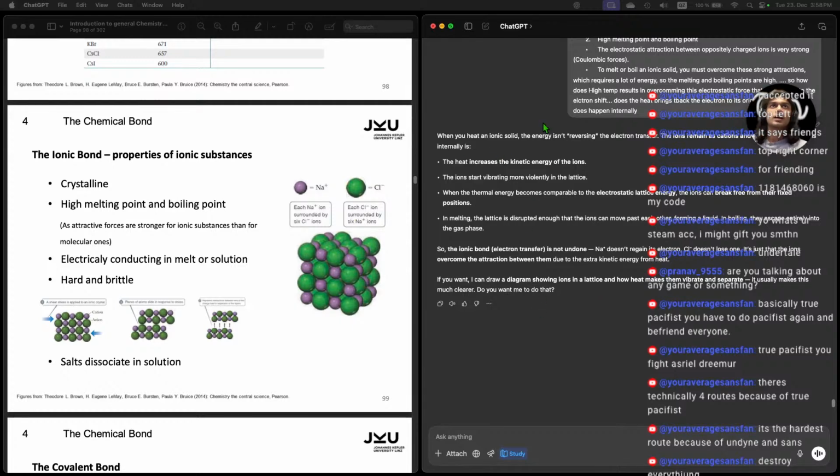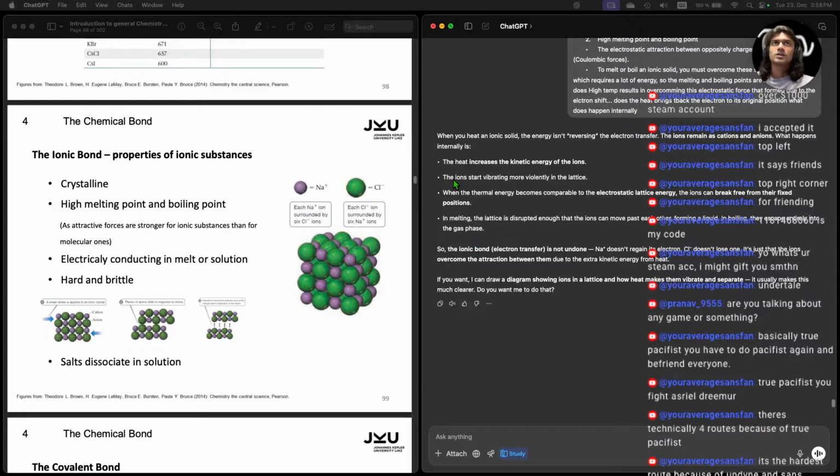When you heat an ionic solid, the energy is not used in reversing the electron transfer. Ions remain as cations and anions. What happens internally is the heat increases the kinetic energy of the ions. Ions start vibrating more violently in the lattice.